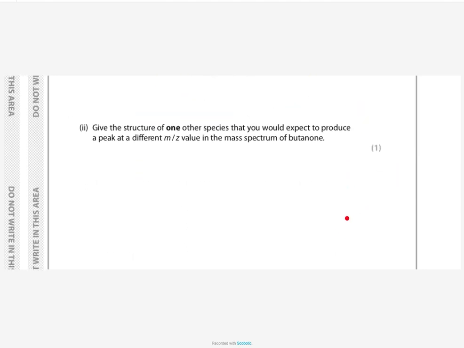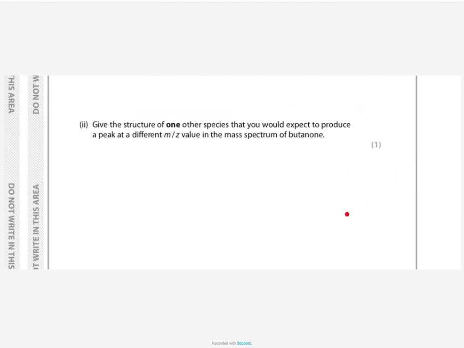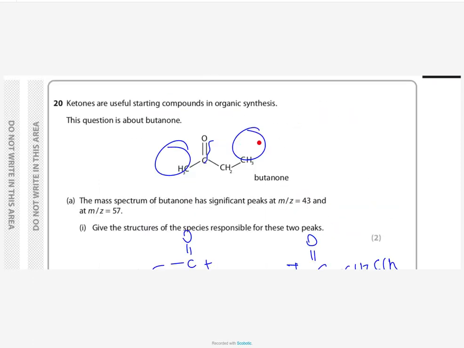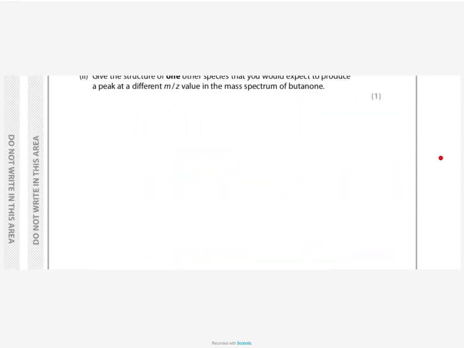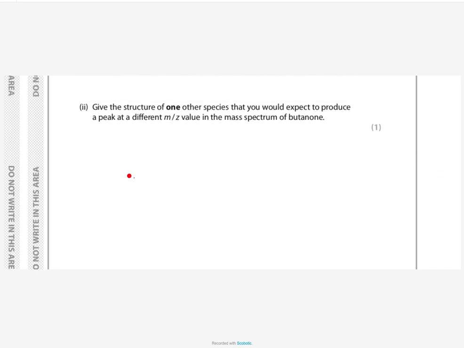The structures of one of the species that you could expect to produce a peak at a different mass charge. Yes, if you can break from here, this is 43, other one will be 29. C2H5 group can be formed. C2H5 plus can be formed with a mass charge of 29 easily. Right?